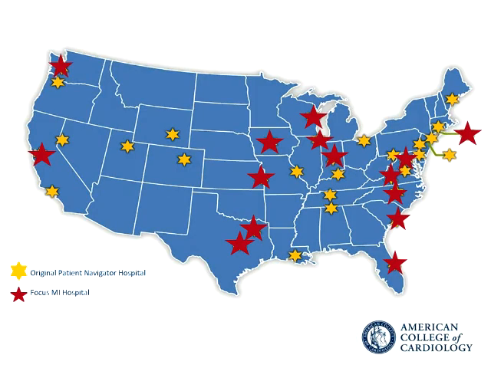So this is a map, and it's a little bit of a busy map, but I'll take you through it here. The yellow stars, which are smaller, reflect the original 35 hospitals that participated in the Patient Navigator program, the original instance, we sometimes refer to as 1.0, and then the red stars represent that subset of the 15 hospitals selected from the original 35 that represent that cohort group that's part of the Patient Navigator Focus MI program. If you are calling in as one of those sites, then you should already know that, or it's been shared with you by others at your institution.